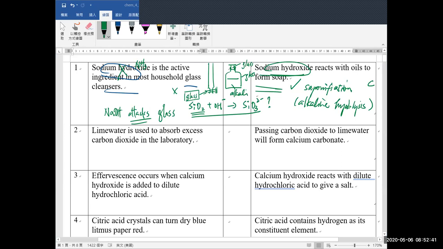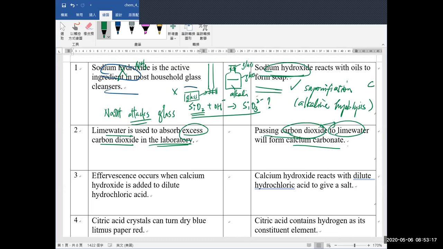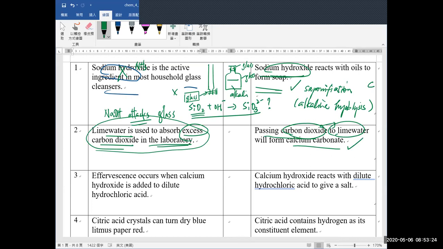Now, lime water is used to absorb excess carbon dioxide in the lab, and passing carbon dioxide into lime water forms calcium carbonate in the lab. So I must tell you that, if you want to talk about it, indeed the second statement is correct, right? Carbon dioxide and lime water will react to form calcium carbonate. But this is the purpose right here: lime water is used to absorb excess carbon dioxide in the lab. This is not our commonly used method. Why not?